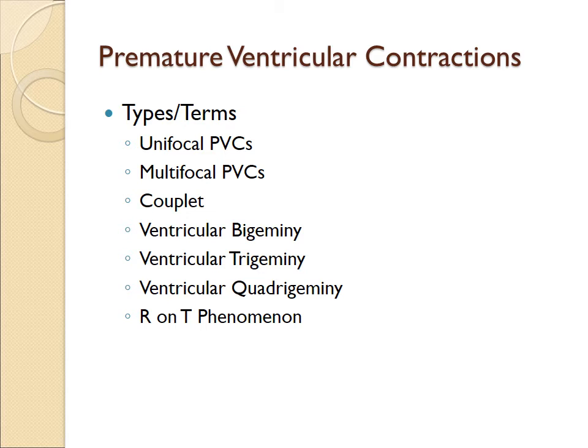Couplets are pairs or two PVCs together, and that's always not a good thing. Ventricular bigeminy is where every other beat is a PVC. Ventricular trigeminy is every third beat is a PVC. Ventricular quadrigeminy is every fourth beat. And so obviously the bigeminy is much more dangerous than the quadrigeminy, but actually any PVC I don't really want to see.